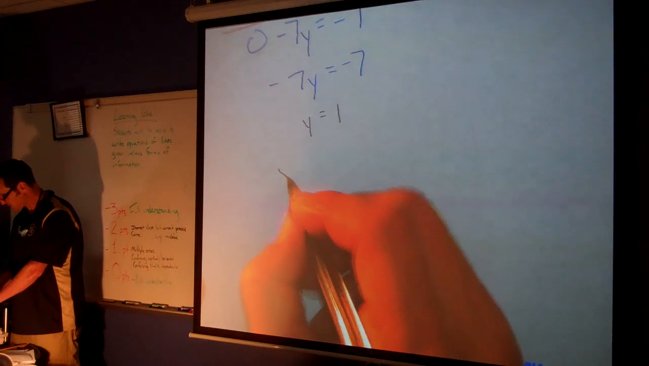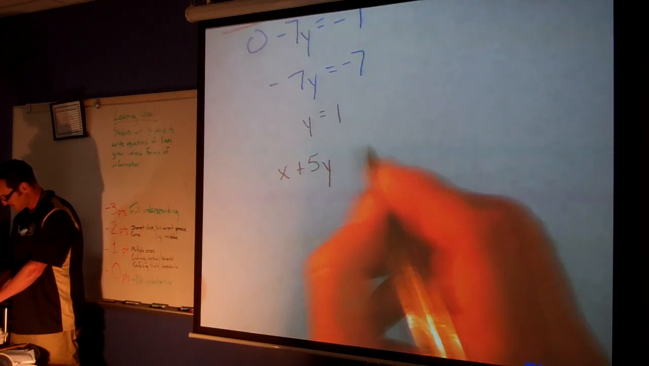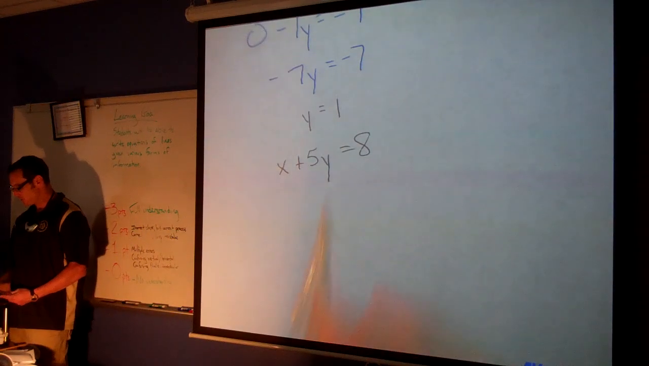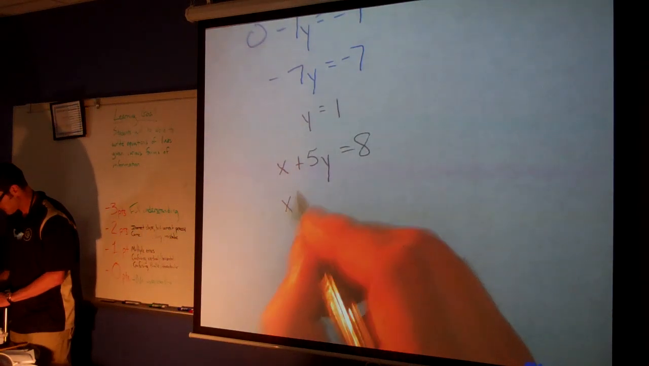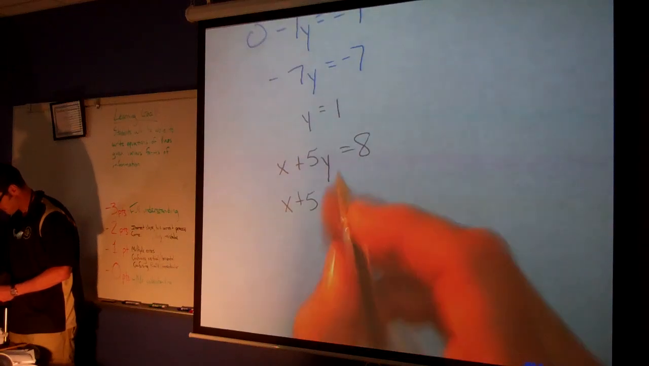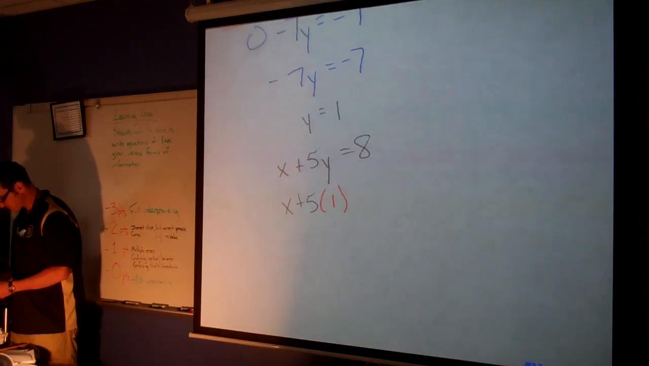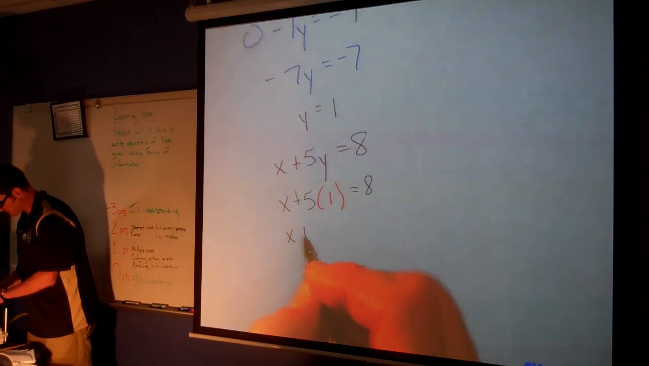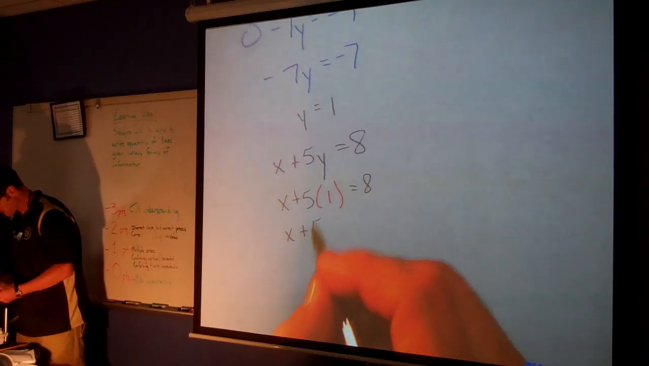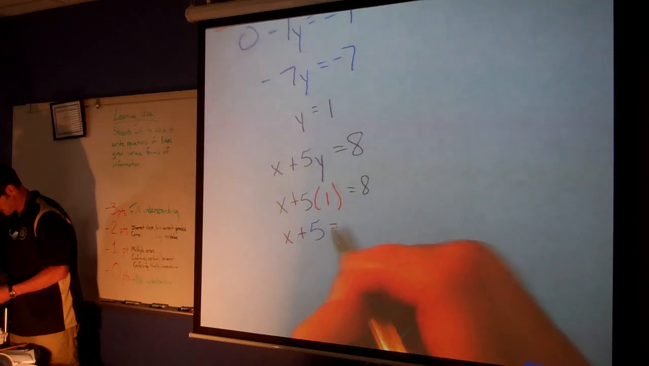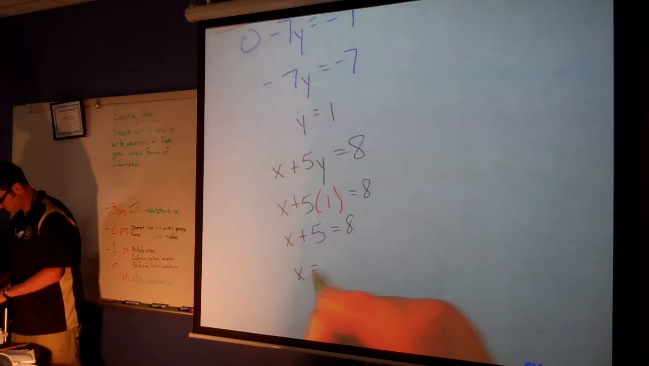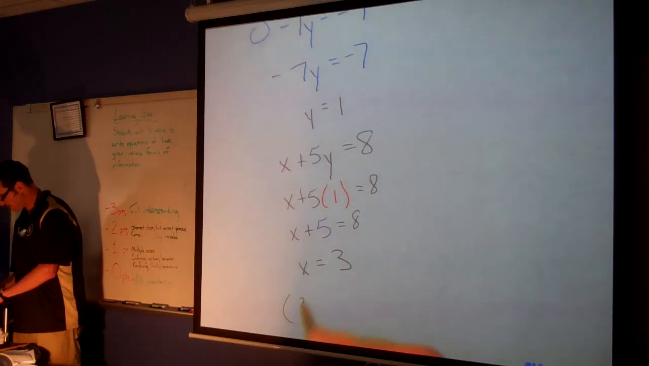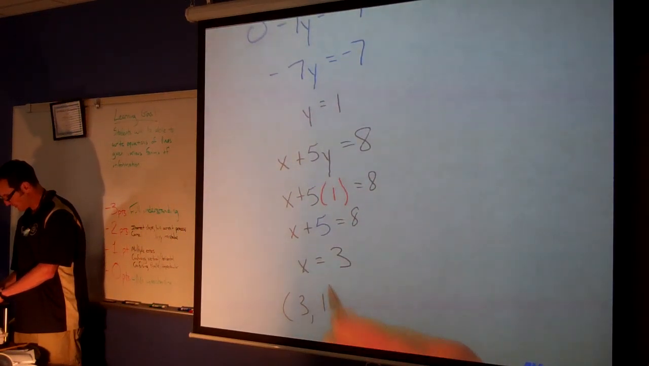I'm going to use this original equation because I can. Here's an original equation, but I know y equals 1. I'm going to substitute that value. And now I'm going to solve for x. See how fun this can be? A lot of steps, a lot of thinking. I enjoy thinking. So now I know x is 3, my ordered pair. X is 3, y is 1.